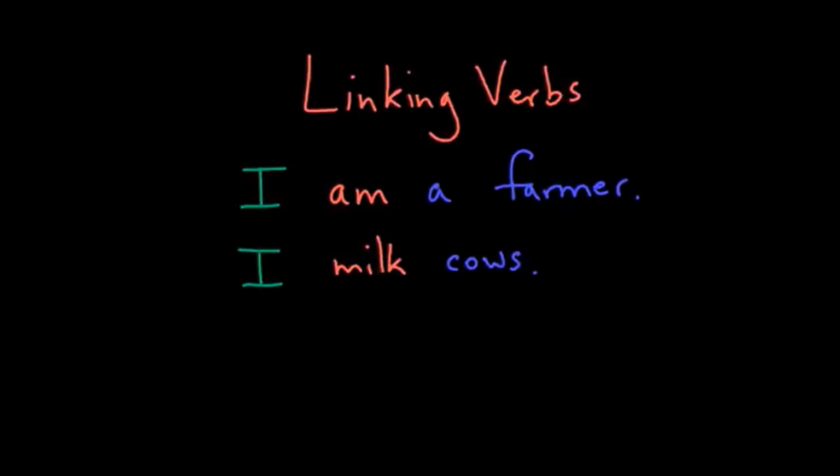This is Sergi. In this video, we will be talking about linking verbs. If you look at these two sentences, what is the difference in terms of the verbs that are being used? Well, if you look at the second one, milk, this one has a direct object. So, milk, whom, or what? And the answer is cows. Cows is the direct object, which means that milk is a transitive verb. A lot of verbs are either transitive or intransitive. They have a direct object or they don't.